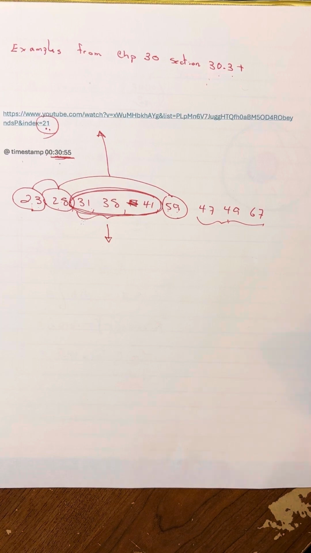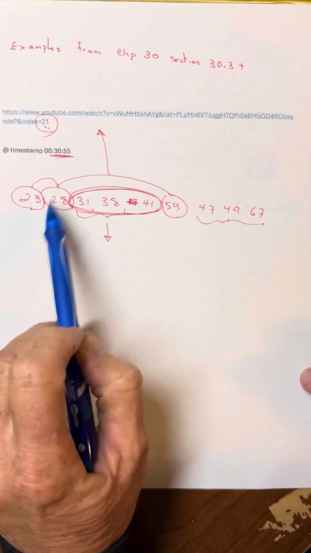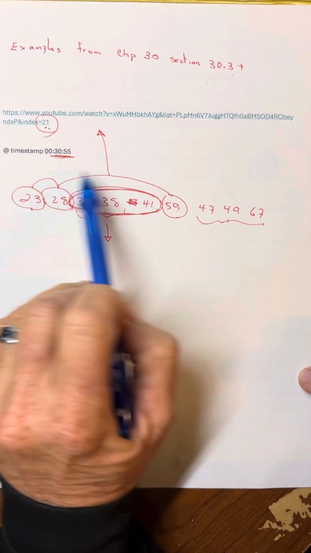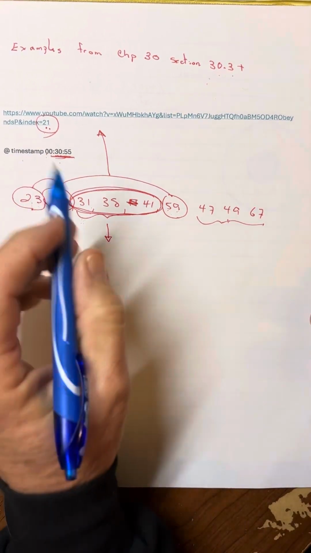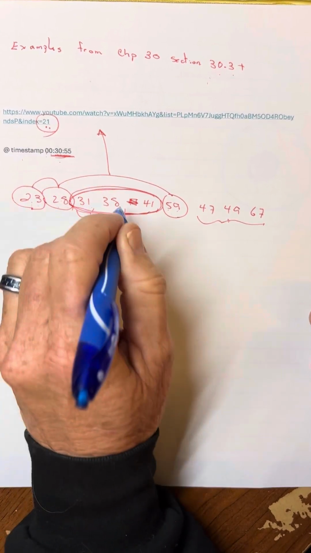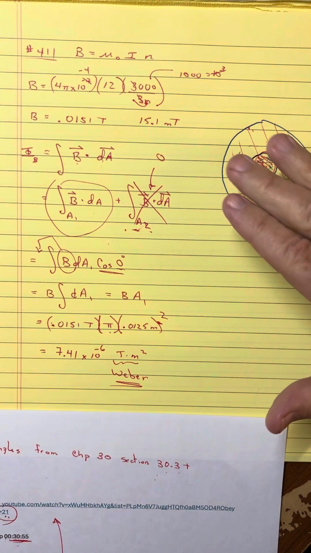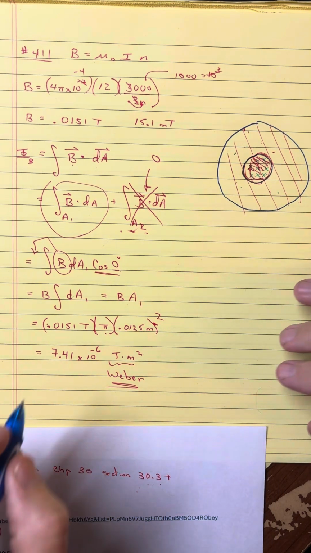I'll repeat what I said in the first video: examples 23, 28, and 59 were done in video lecture number 21, and at a time stamp of 30 minutes and 55 seconds is where 23 starts, and it does those three. Then in that second video, I did these three, which would be 31, 38, and 41. And I realized that, and here's the 41 I just completed, that I didn't do the part B. So this was just the part A.